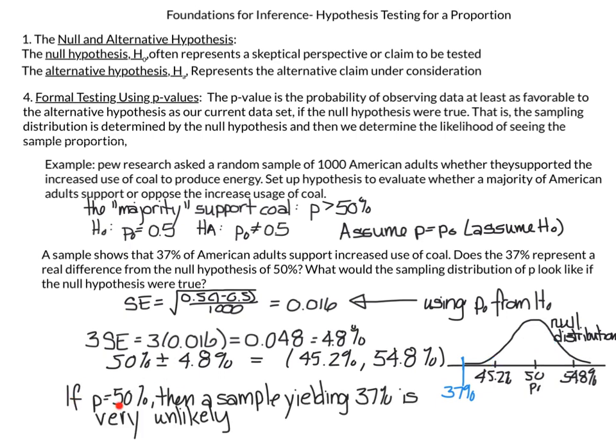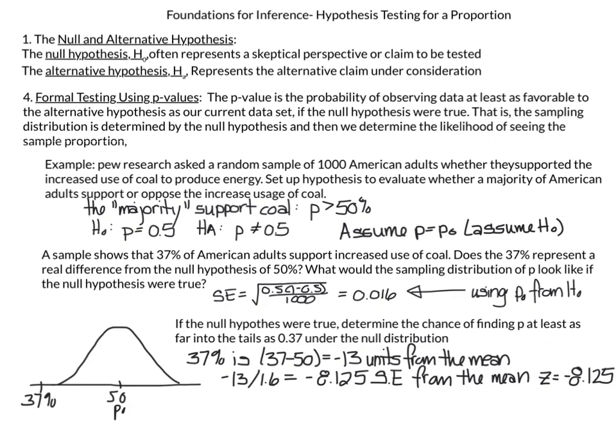But again, if P is equal to 50%, then a sample yielding 37 is really unlikely. It's less than 0.03% probable. And in fact, let's calculate what the z-score is. So 37 minus 50, it's 13 units lower than the mean. So how many standard errors is this? Well, that's 13 divided by the standard error. It's negative 8.125 standard errors from the mean. It's way out over here.